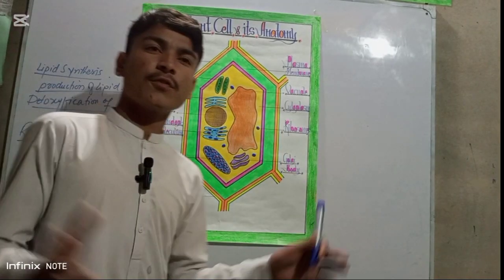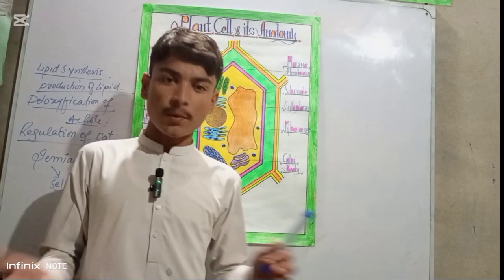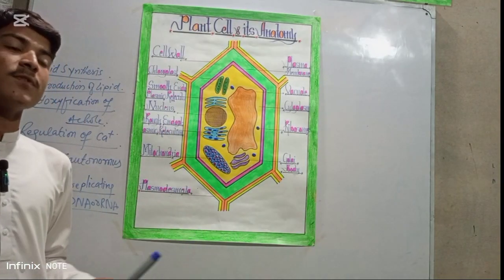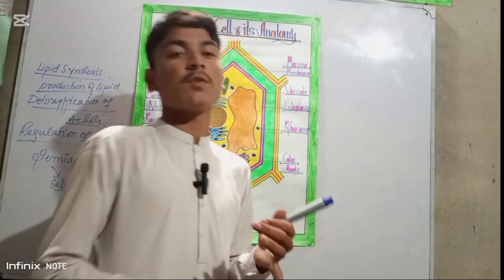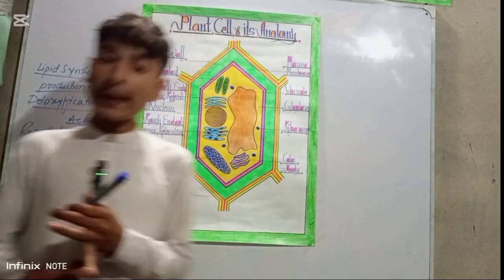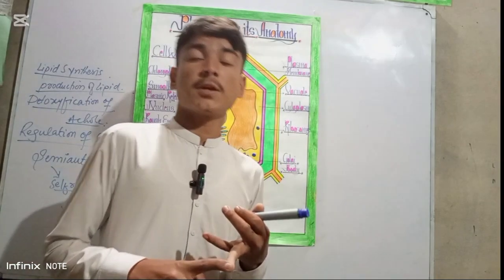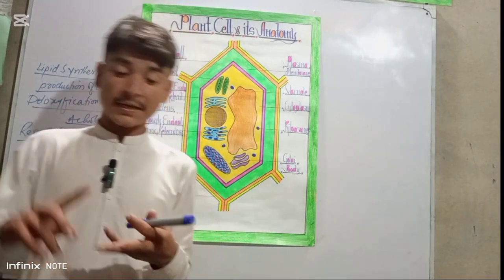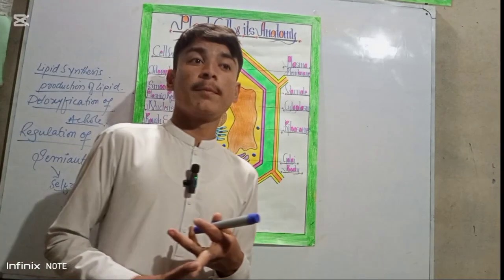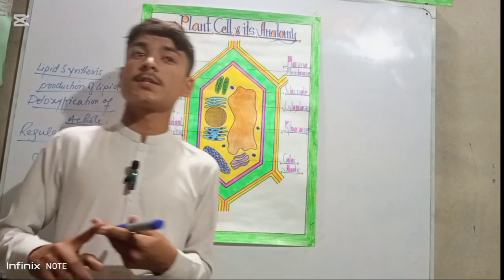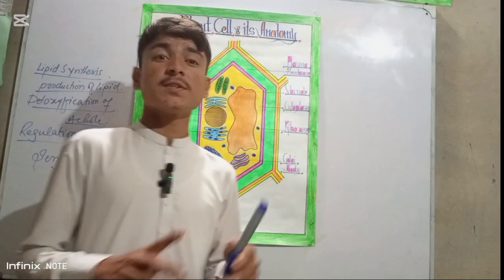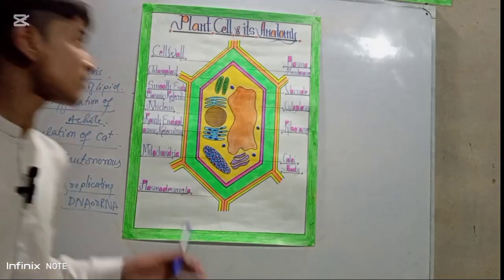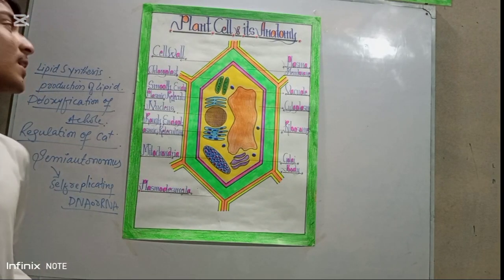The cell wall is present in different types of cells and has different compositions. Like the fungal cell wall is made up of protein and pectin. The bacterial cell wall is made up of peptidoglycan. The plant cell wall is made up of cellulose. The cell wall of Volvox or algae is also made up of cellulose. So the cell wall has different compositions in different types of cells.